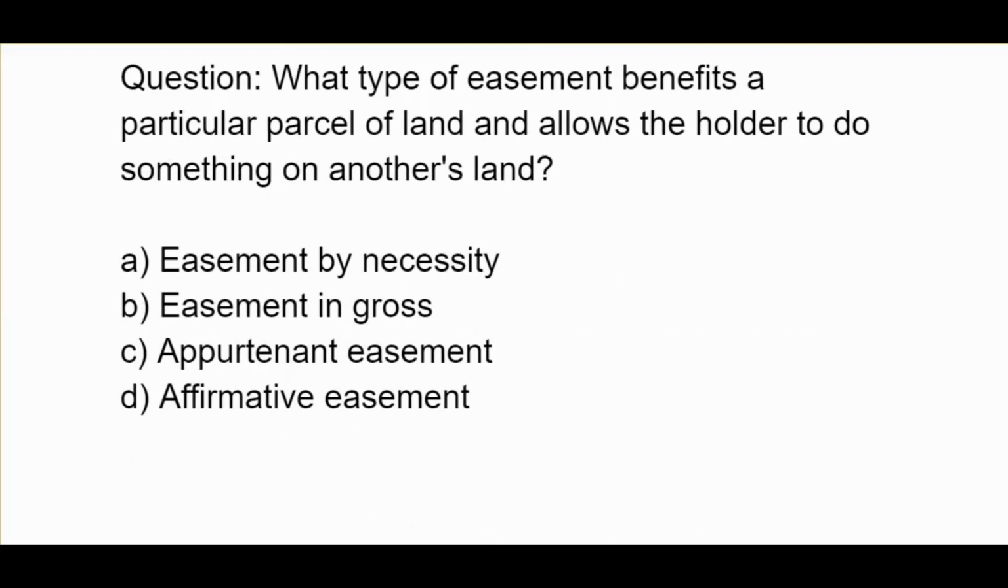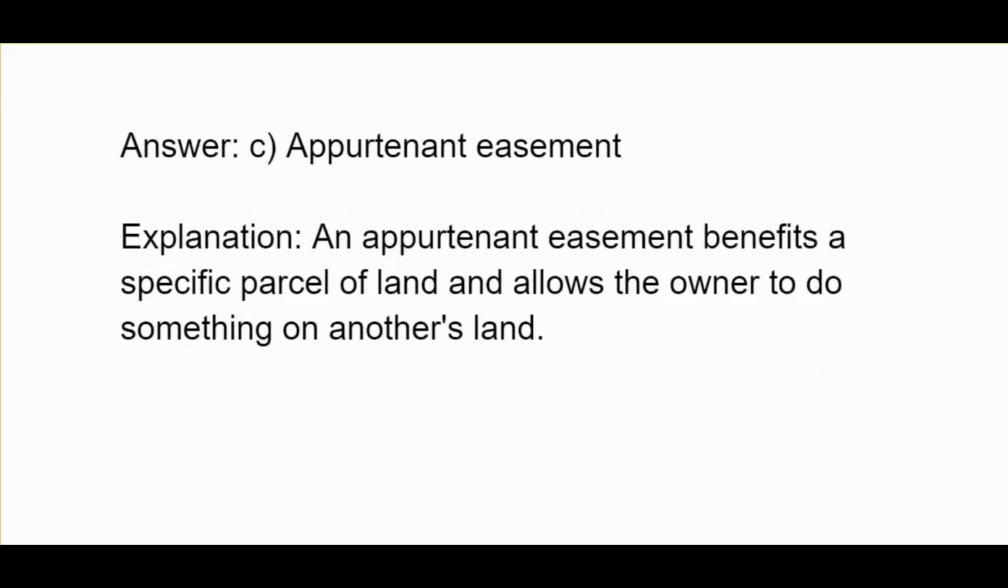What type of easement benefits a particular parcel of land and allows the holder to do something on another's land? A. Easement by necessity. B. Easement in gross. C. Opportune easement. D. Affirmative easement. Opportunate easement. An opportunate easement benefits a specific parcel of land and allows the owner to do something on another's land.